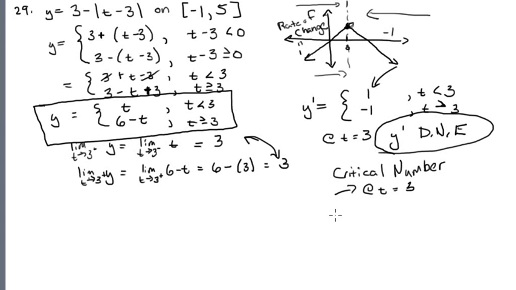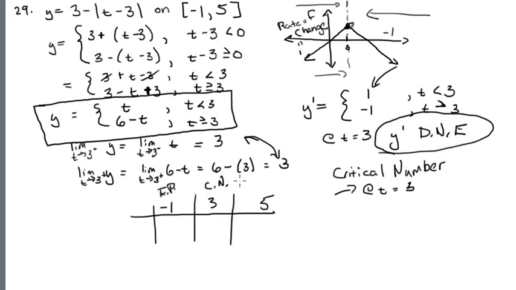So this problem asks us to find the absolute extrema of the function. When you describe it on an interval, the absolute extrema can occur either at the endpoints, or at the critical numbers that occur between the endpoints. Our endpoints are negative 1 and 5. And 3, this is a critical number, and these are the endpoints.